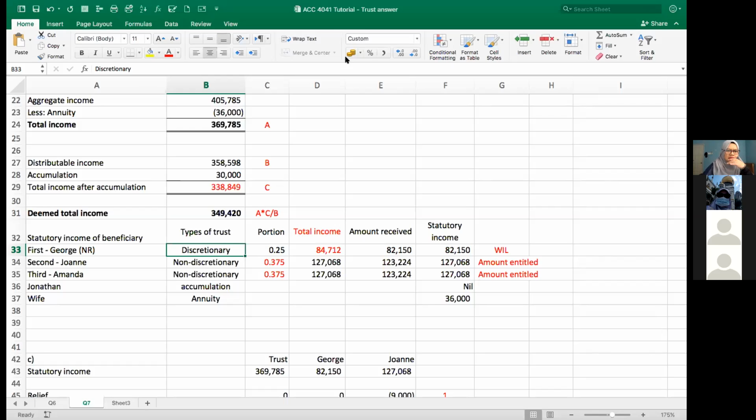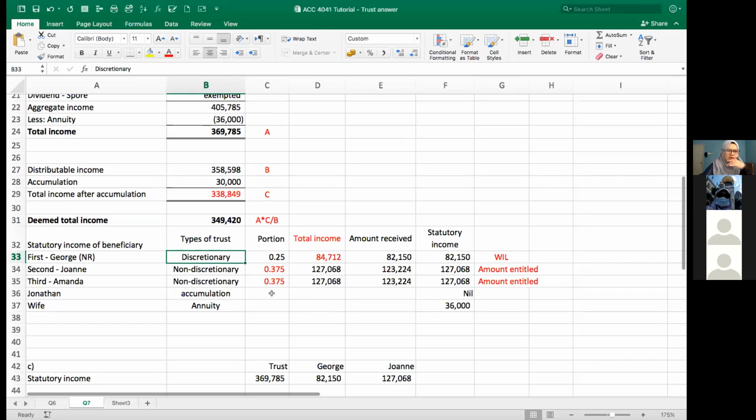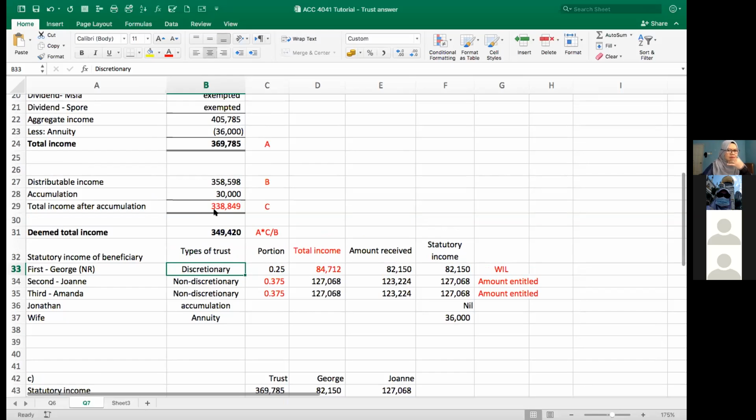Doctor, for row 29, I think something is wrong with C, because C is actually the total income already. The formula, the answer itself is wrong, the deemed total income.